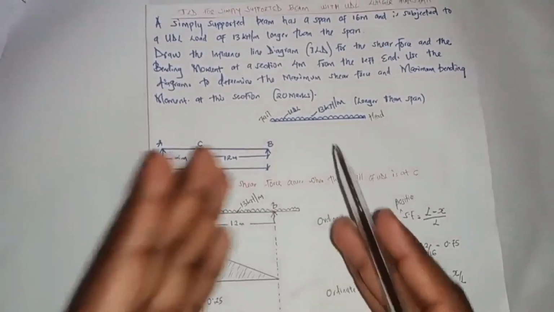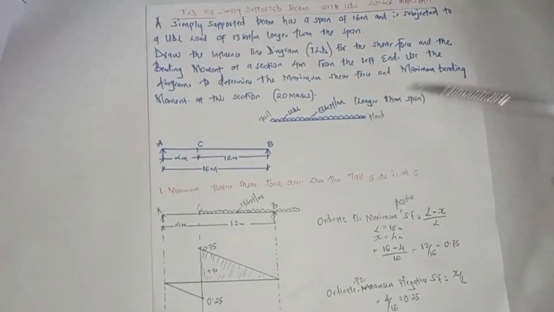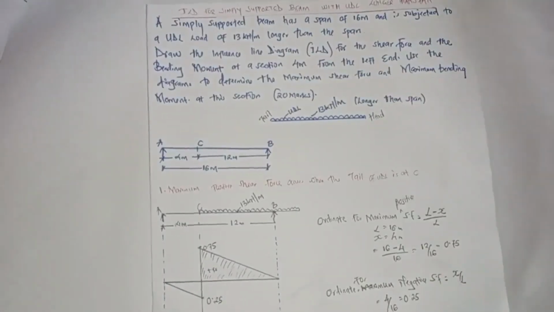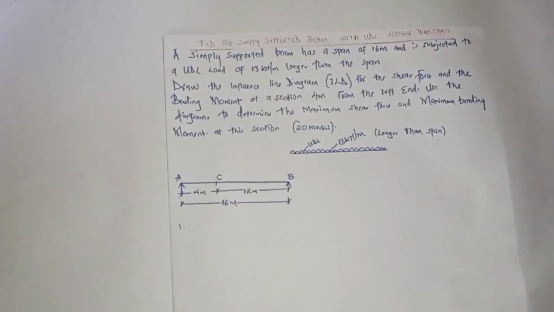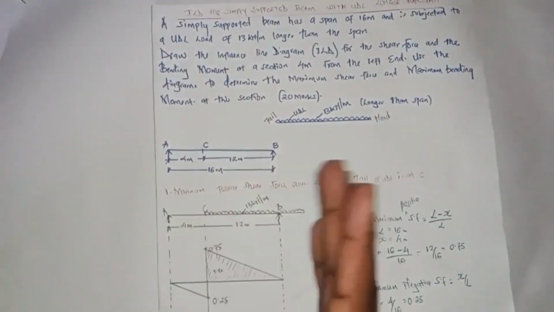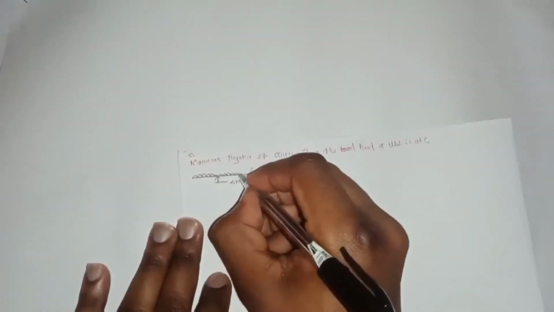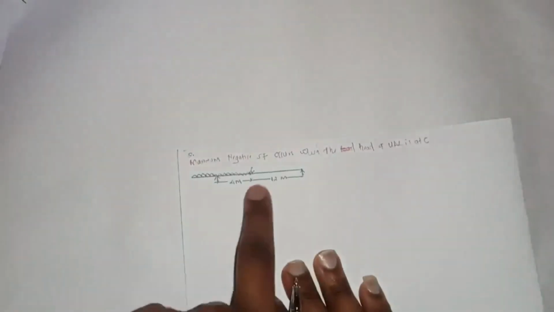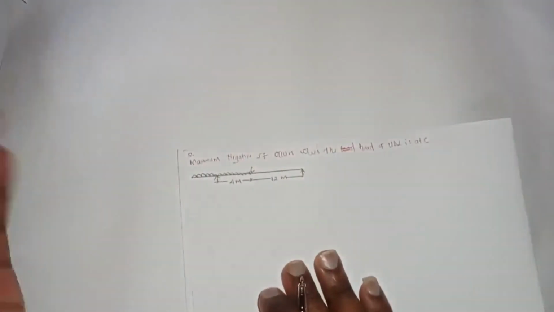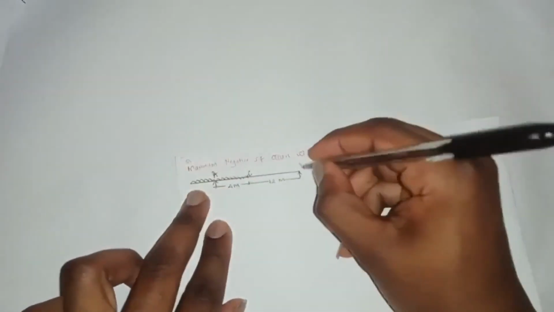Because the span of our UDL is large, we are going to place the head, which is the end, at point C and extend backwards. You're going to see it's going to be like this, and so it is going to extend further left. So this is point A and point B.